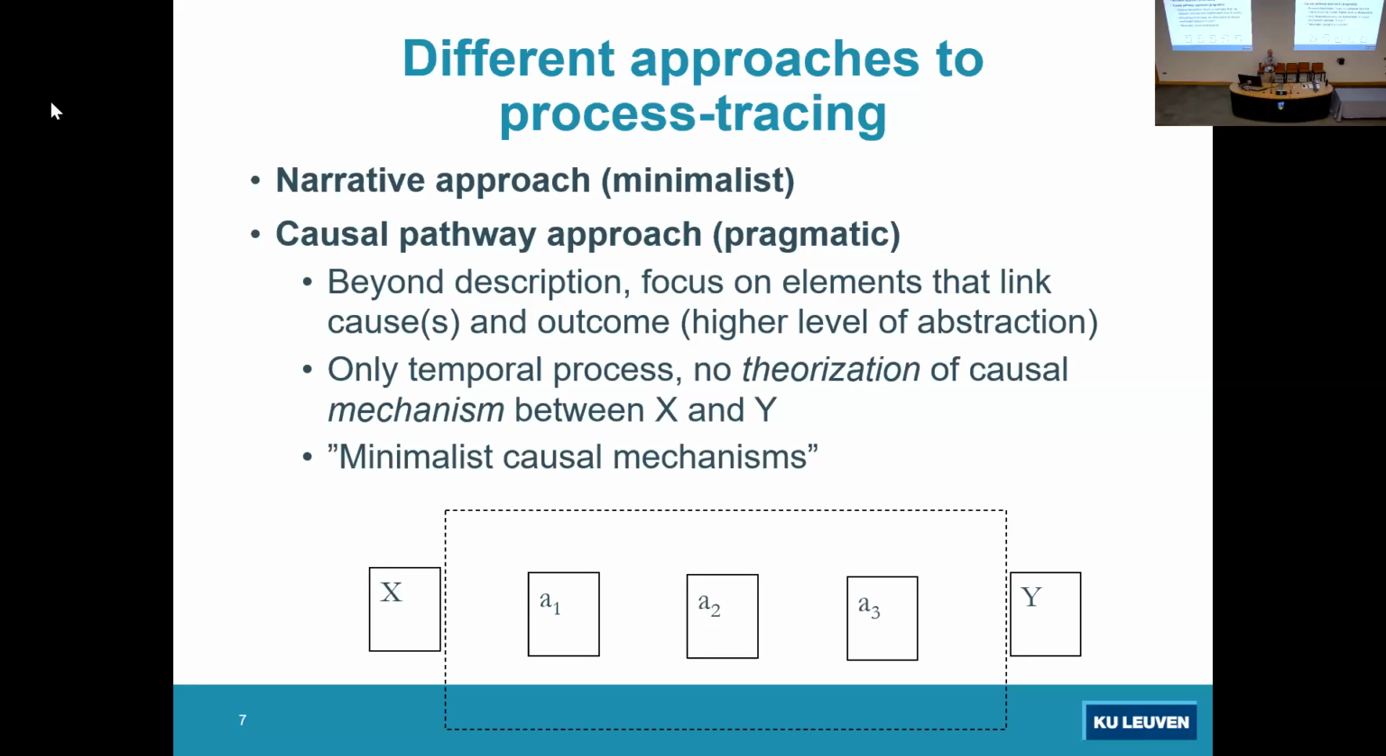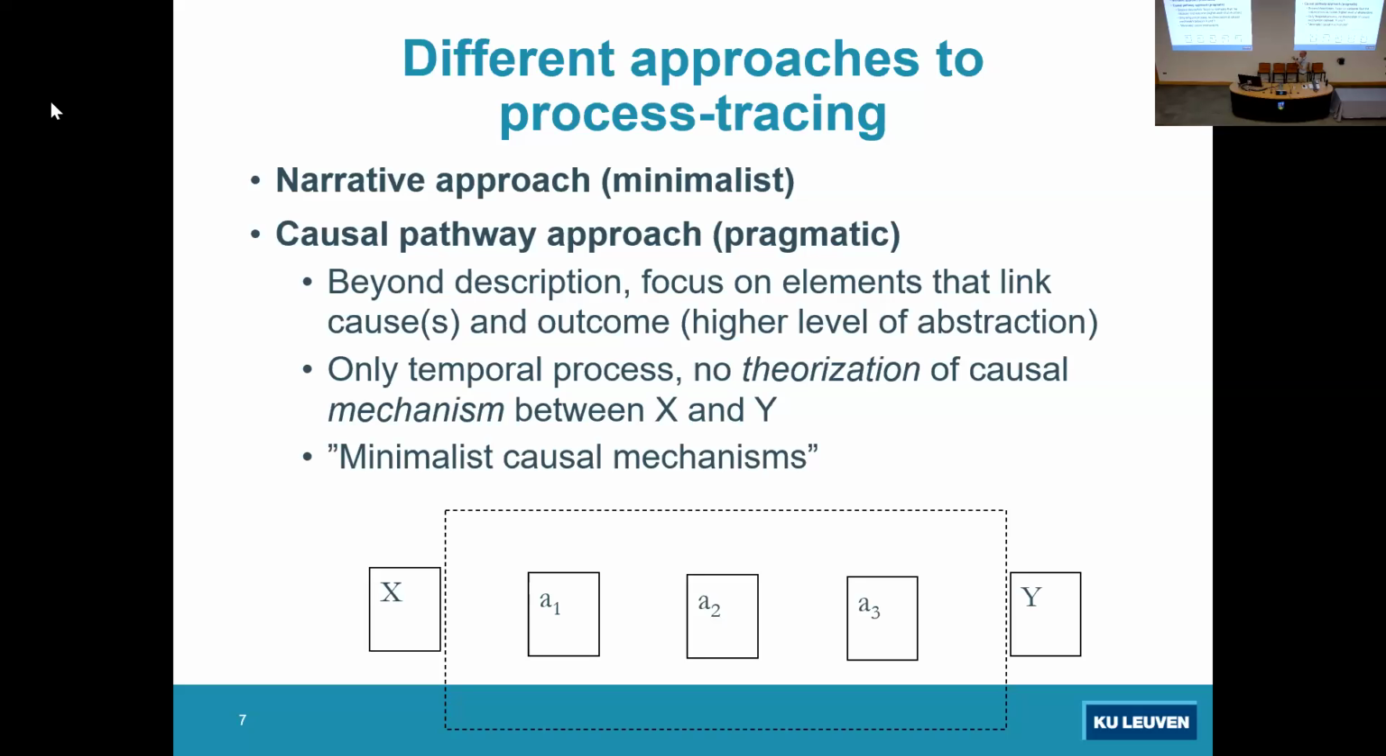A bit in between a minimalist approach and a maximalist approach is a more pragmatic approach, a causal pathway approach, where you go beyond the mere description, where you also focus on specific links between a cause and a particular outcome. So you go already to a higher level of abstraction. You don't really stay with the very case-specific elements, as is the case with the narrative approach. You're also going to look for more abstract elements. But it's still a temporal process and not necessarily a theorization of a mechanism between X and Y. These are also sometimes called minimalist causal mechanisms.